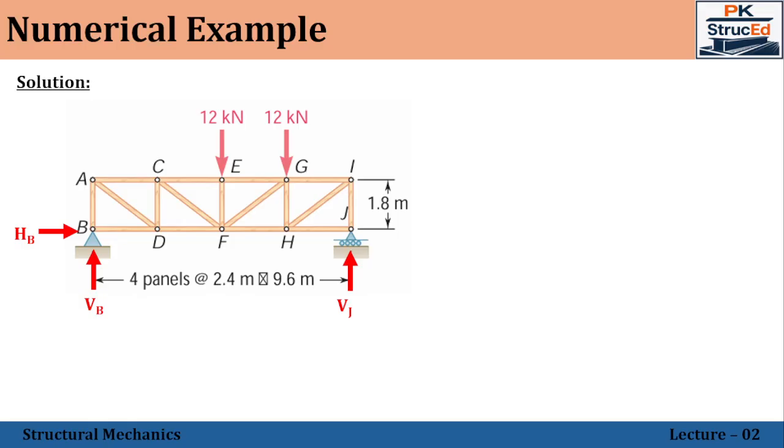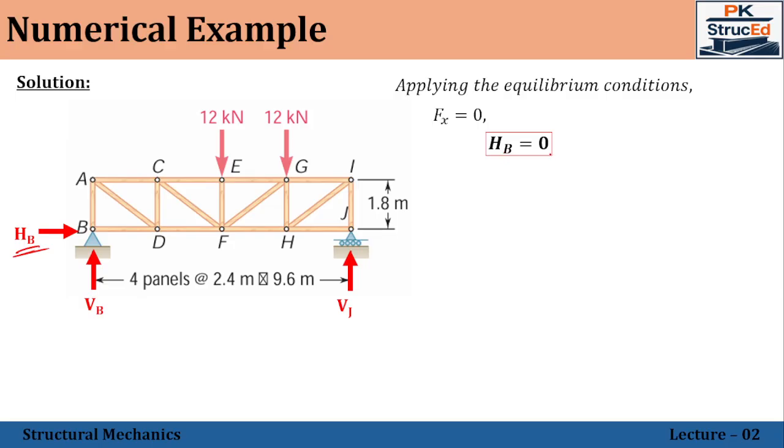Second step is we need to find the support reactions. As already mentioned, a pinned support will have two support reactions, one in the vertical direction and the other in the horizontal direction, whereas the roller support will have only the vertical reaction. Applying the equilibrium conditions for the entire truss, that is Fx equal to 0, we don't have any forces other than this HB acting in the horizontal direction. Therefore, HB is equal to 0.